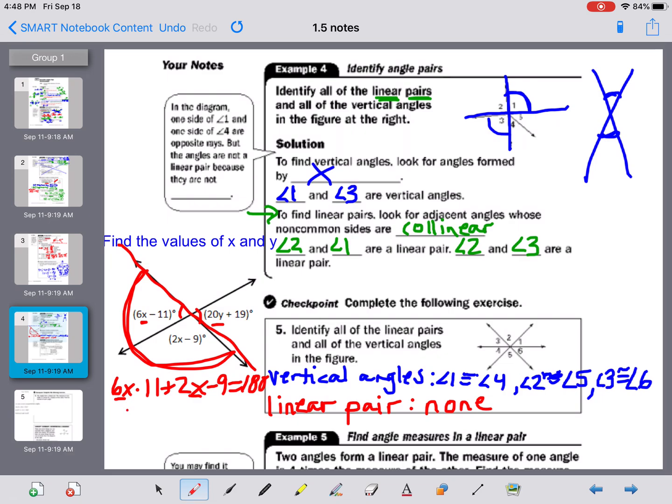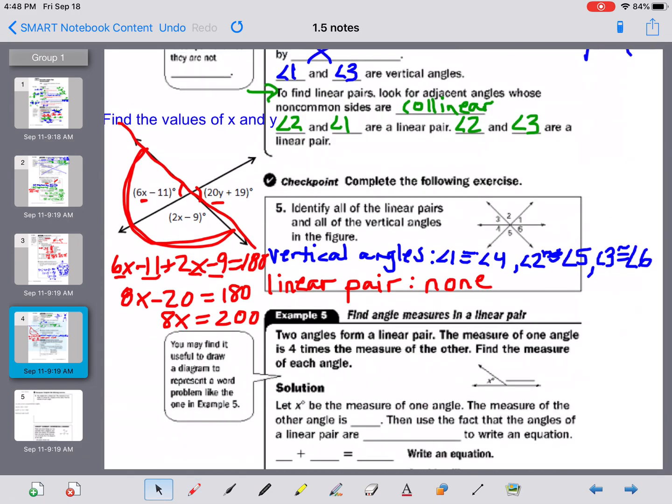Joining like terms, I get 8x. Minus 11 and minus 9 together make minus 20. Solving for x, I'm going to add 20 to both sides. And now I'm going to divide by 8, and it looks like x is going to equal 25. Okay, so I found x, and remember, I'm just finding the values of x, so I'm halfway done, but I need to find y.